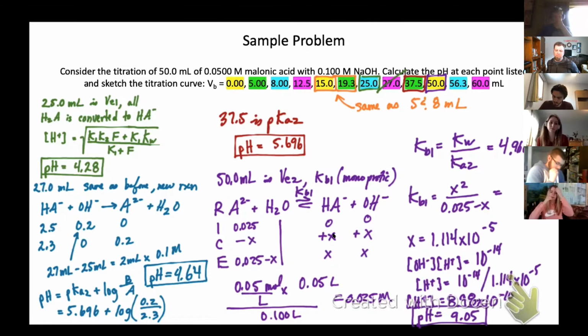Last week I went from pOH. Today, just to switch it up, I went from OH minus concentration in my calculation. You can do either. I end up with a pH of 9.05.